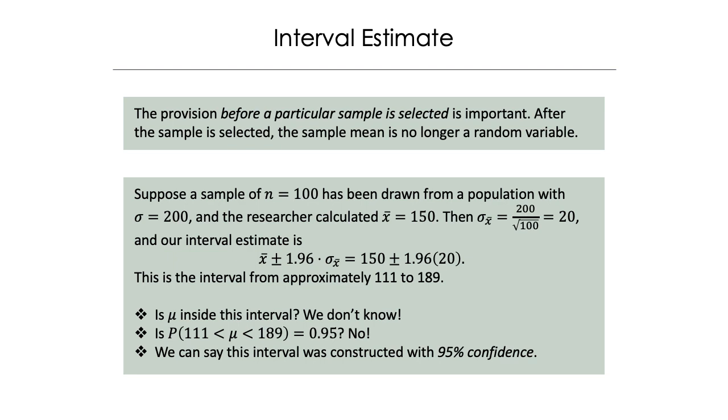Second natural question, is the probability that mu is greater than 111 and less than 189 equal to 0.95? No. That's because mu is not random. It's simply unknown. What we can say, though, is that the interval was constructed with 95% confidence. So we can't be certain that mu is in that interval. We can't attach a probability that mu is in that interval, but we can say that we think that mu is in that interval with 95% confidence.